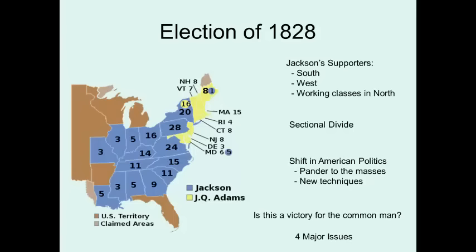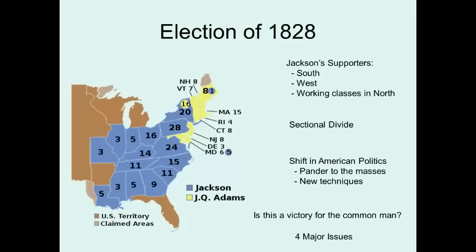Westerners are also very impressed with Andrew Jackson because remember, the way Jackson's selling himself is, I'm a frontiersman, I'm just like you. So the West, big supporters of Jackson. And finally, the working classes in the North really like Jackson. The working classes in the North, those Irish, for example, who resented the elitism of the Federalists, they're also going to support Jackson. So, with Jackson's win, you can very clearly see a sectional divide, right?